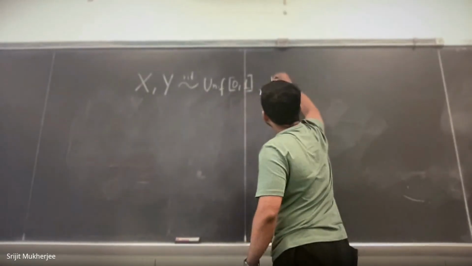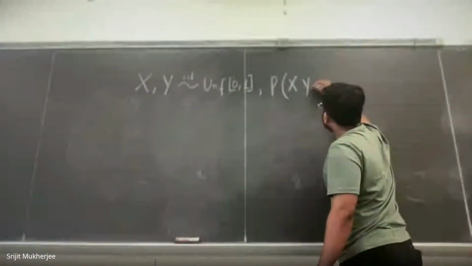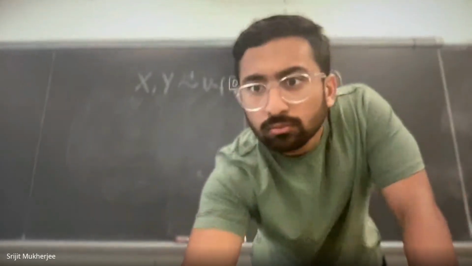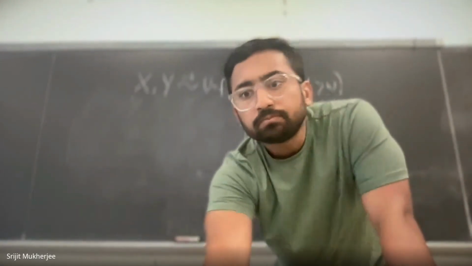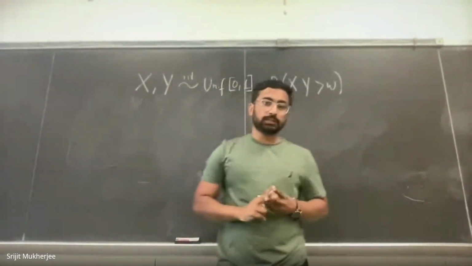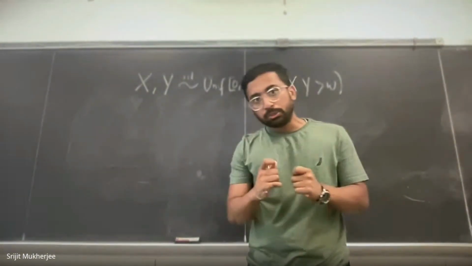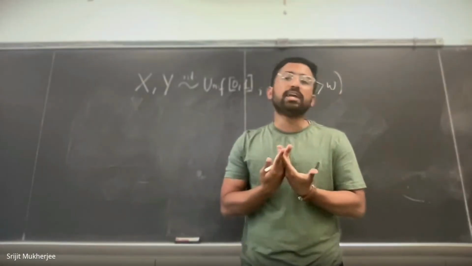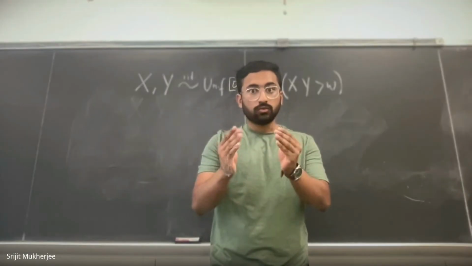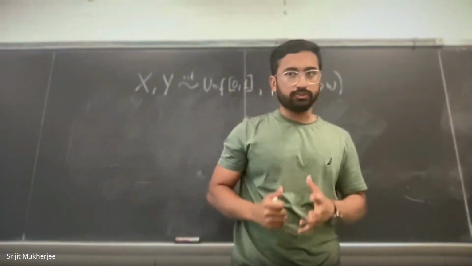So we have to find the probability x times y greater than some constant w. So how to approach this problem? There are two ways: one is a geometric way, and one is a purely algebraic way. And my goal is to make you understand how the geometric way and the algebraic way come together. What is the relationship? So let's try the simple geometric approach first.